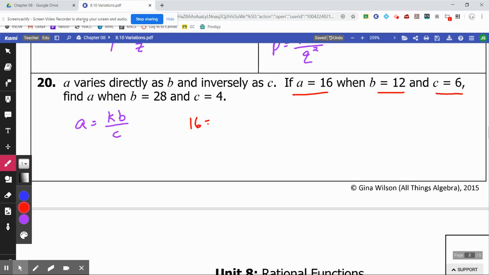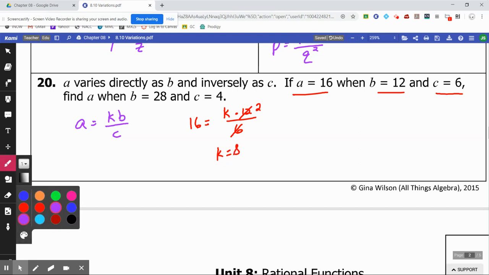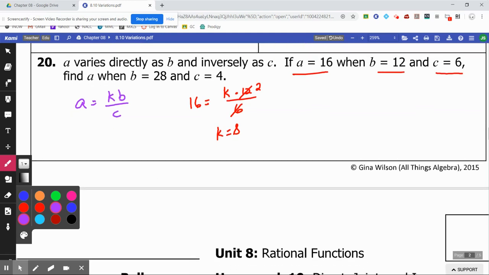A is equal to 16. We're looking for our constant, when B is 12 and C is 6. Now notice that the K times 12 on top, that's a single term. So you could actually cross those out and turn that into a 2. Divide by 2 and you find out that K is 8. That's a whole lot quicker. You could multiply by 6, divide by 12, and do all that if you would like to, but that was faster. So our formula is now A is equal to 8B over C.